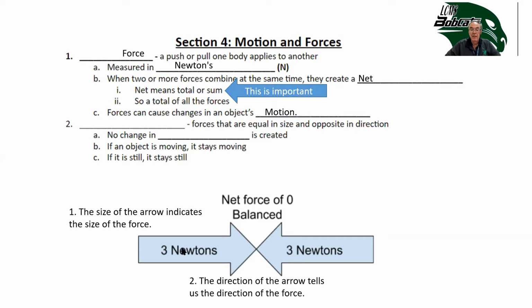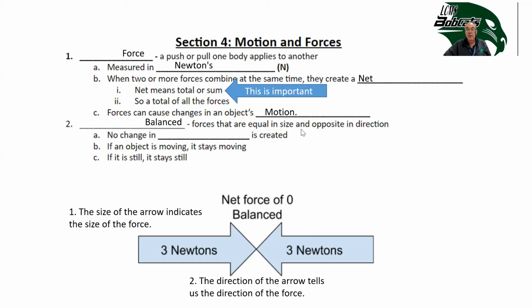That's because they're balanced. This force to the right is going to be canceled out by this force to the left. And you have to ask yourself, if they were pushing on something, would it move? Well, if they cancel out and the net is 0, 0 means 0, so nothing's going to happen. So that's the next thing we're going to put in the notes.